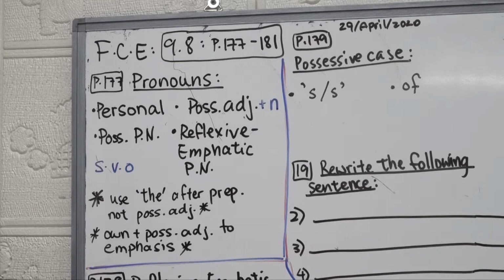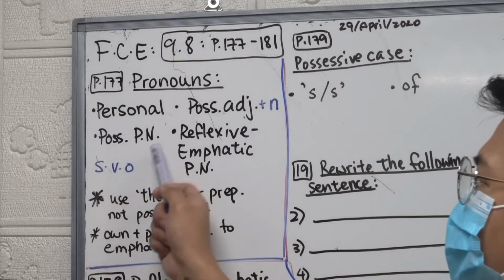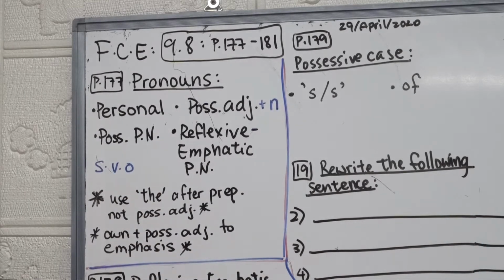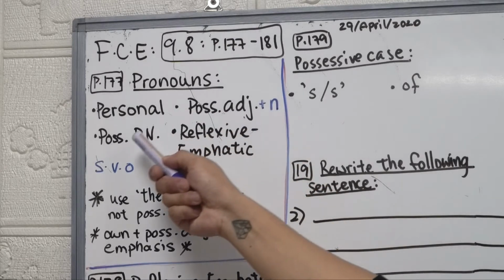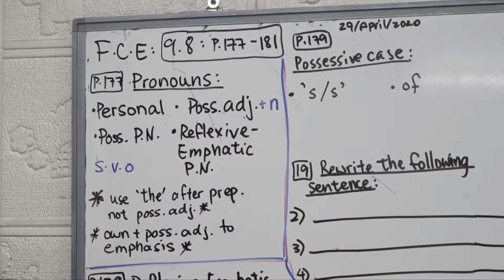Why? Because the pronoun itself will stand in for the noun, okay? So instead of saying my car, you can say it is mine, right? It is my car in the possessive adjective. It is mine in the possessive pronoun. So mine here is my car, okay? So instead of using possessive adjective plus noun, we just use the pronoun. Easy enough, right? And then we have a mixture of both reflexive and emphatic.